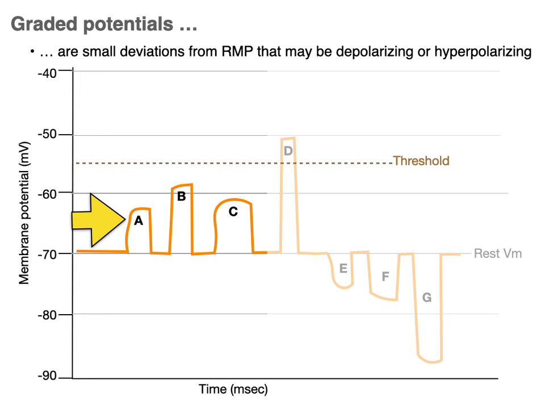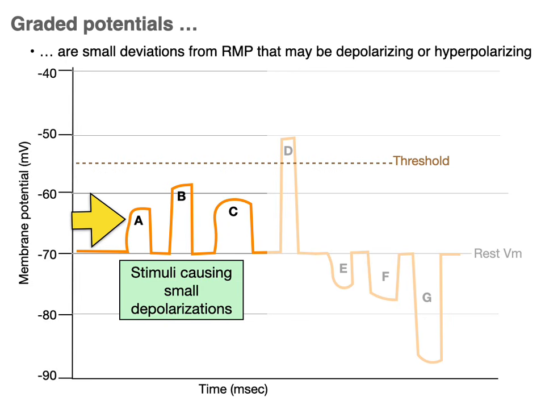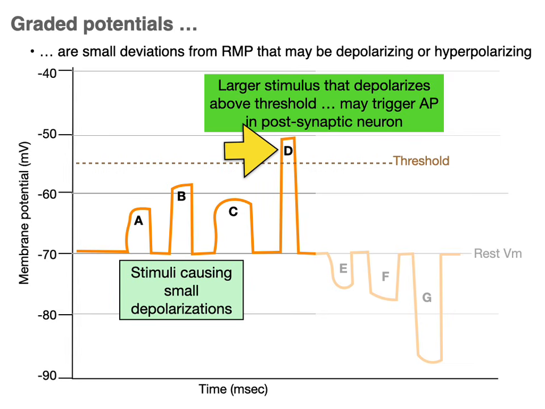So for these graded potentials, here we've got A, B, and C showing each of them. A is like negative 63, B is like negative 58, C is negative 61. None of them become less negative enough to hit the negative 55 threshold. So those might be depolarizing, but those graded potentials did not reach threshold. So the stimuli cause small depolarizations. D, notice that it passes threshold, so it's a larger stimulus that depolarizes above threshold, and it may trigger the action potential in that postsynaptic neuron.